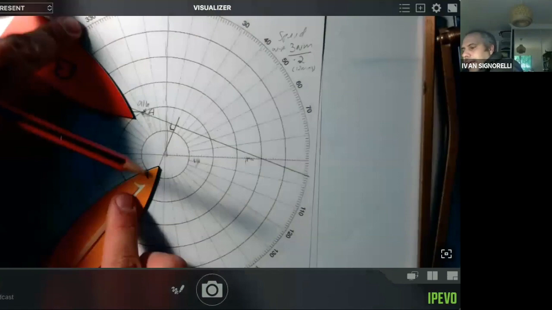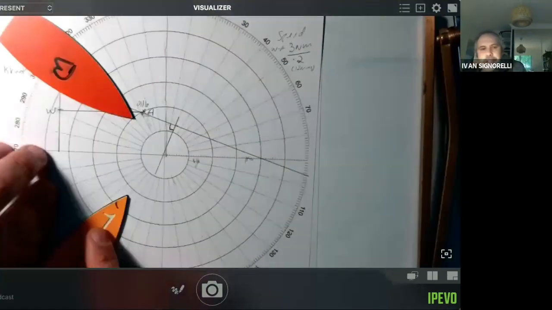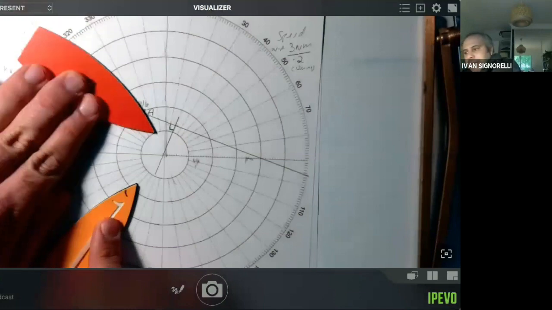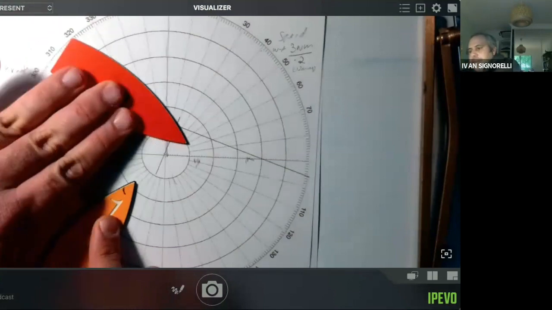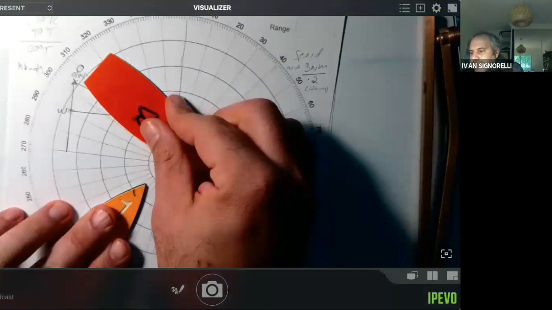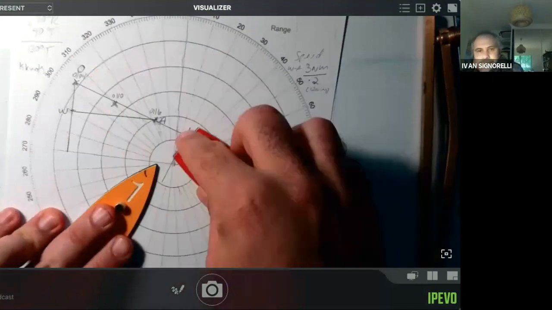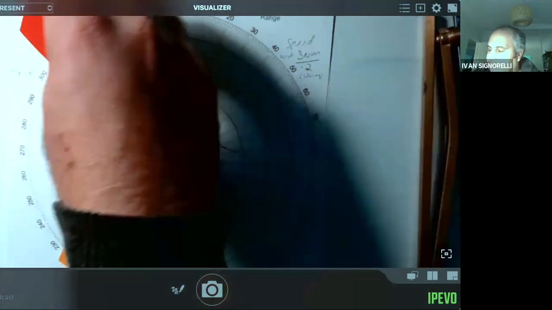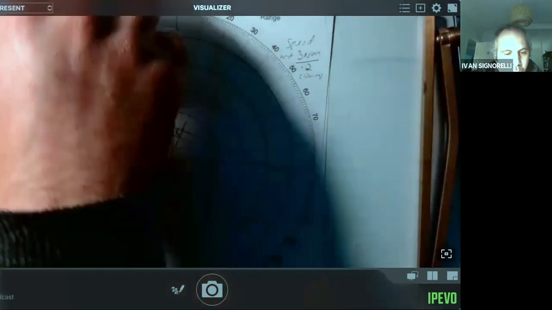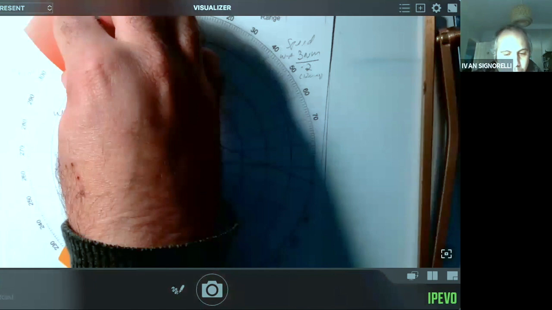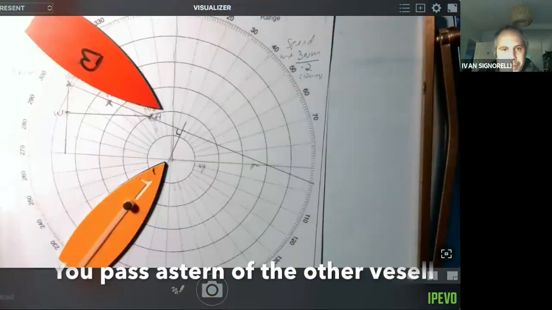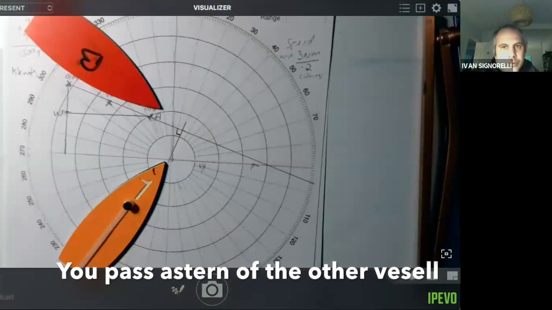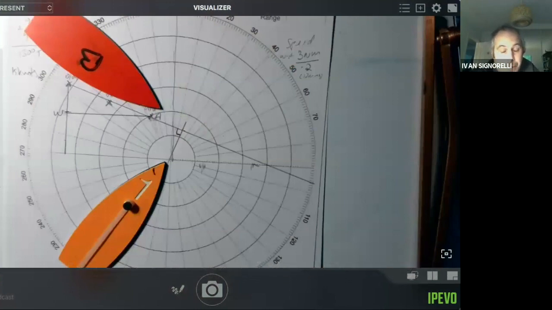So what's happening here is this. I'm moving in this direction. This vessel is moving in this direction, but much faster than me. So you can see how it's going to pass in front of me, because it's moving fast. If we try to answer the other parts of the question: will you cross ahead of the contact or astern of it? You're going to pass behind it.